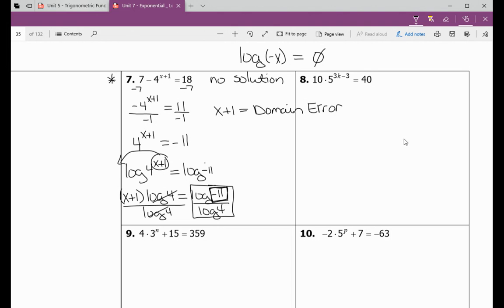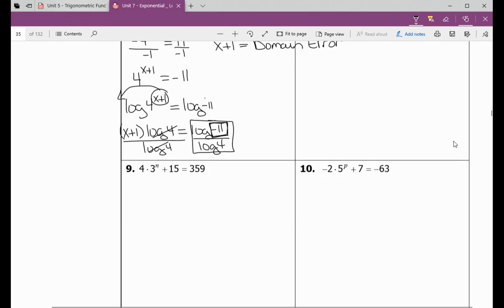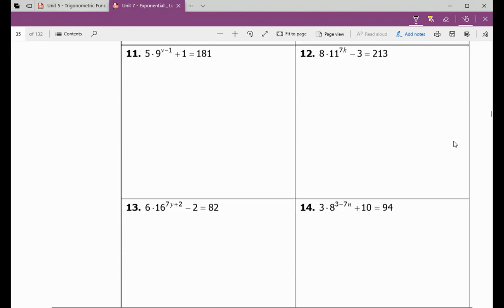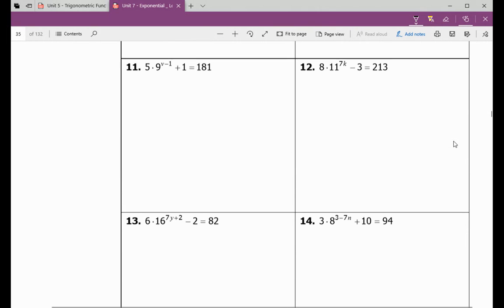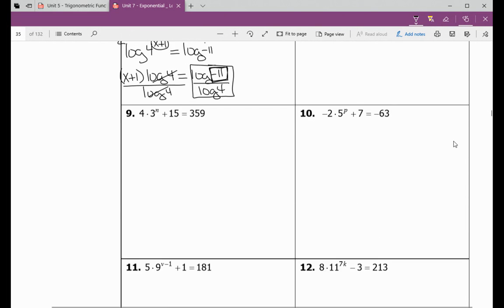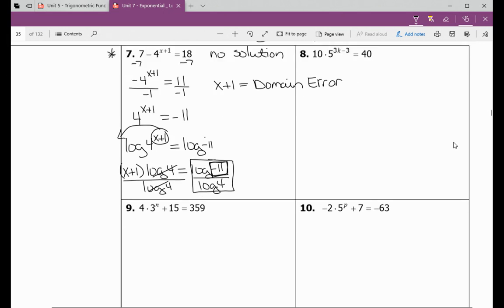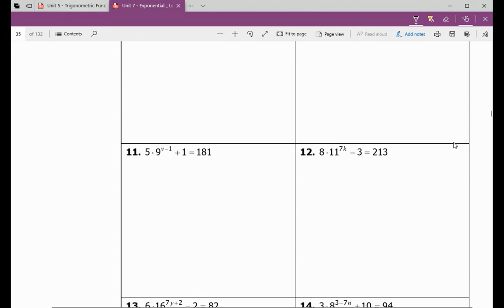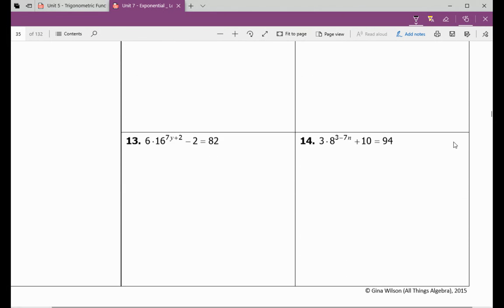Okay? Now, we have 8 through 14. 8 through 14. Want to see 14? All right.